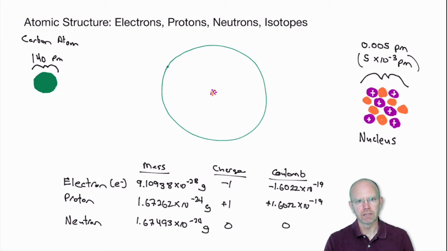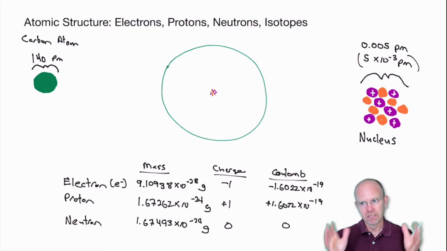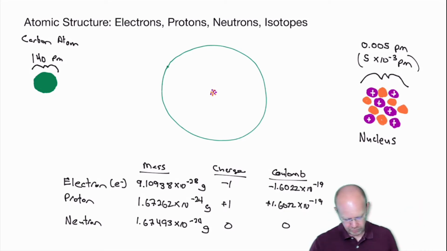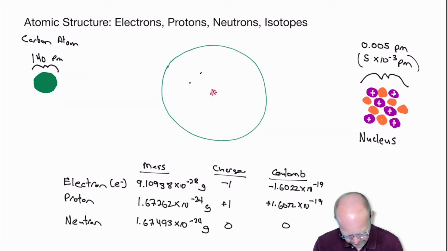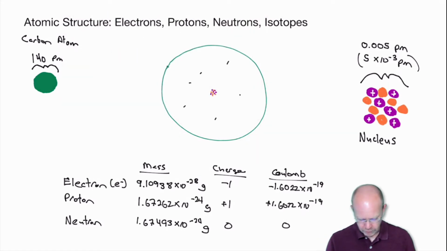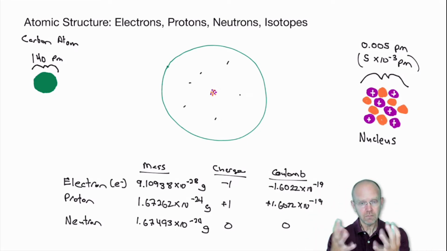So a carbon atom has a diameter of 140 picometers. That diameter is actually defined by the space that's almost entirely filled by electrons. So if you zoom in on a carbon atom, what you would find is there are 6 electrons whizzing around in a sphere of electron density, roughly a sphere of electron density. And those 6 electrons really are what fill that entire volume of the carbon atom.